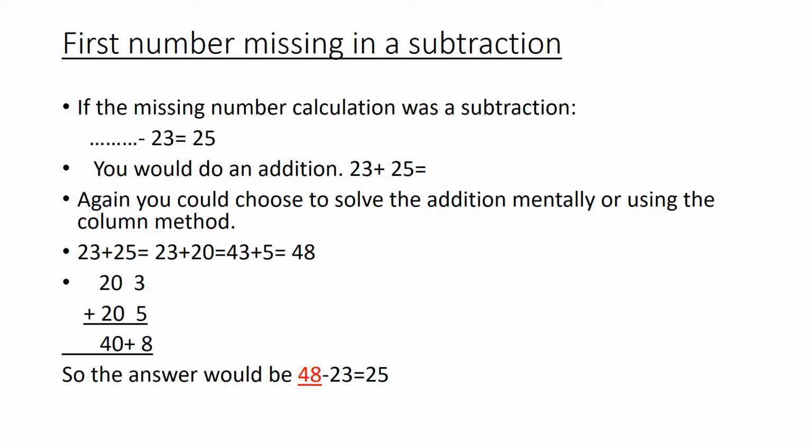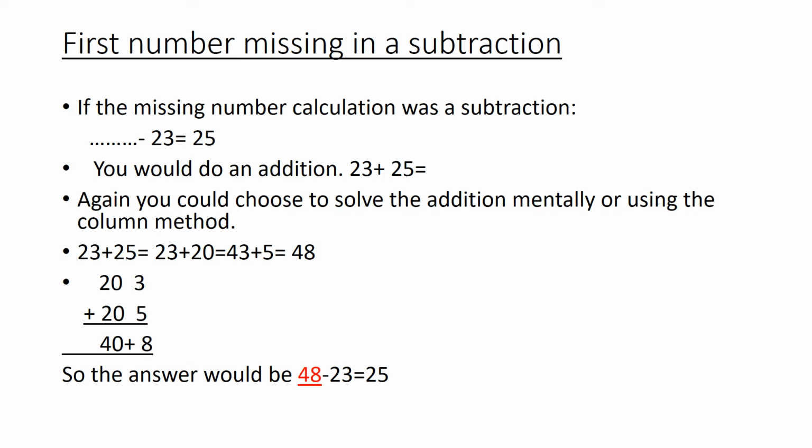So what we're going to look at now is if the first number is missing in a subtraction calculation. So the example I've given here is something take away 23 equals 25. So remember what we said last time, if it's the first number that's missing, we do the opposite. We do the inverse, and the inverse to take away is addition. So we would go 25 add the 23. We're going in the opposite direction because we're doing the opposite calculation.